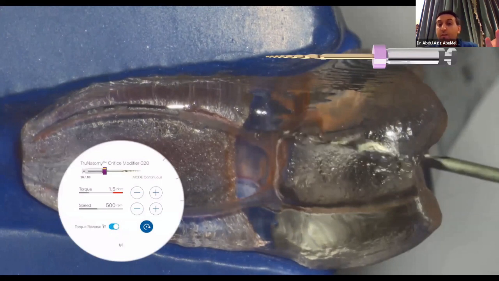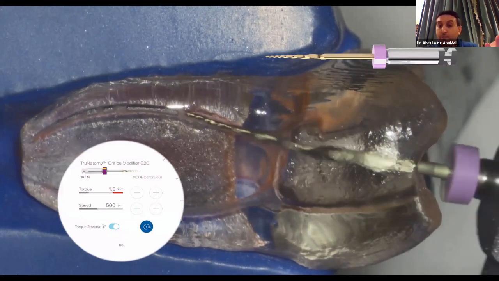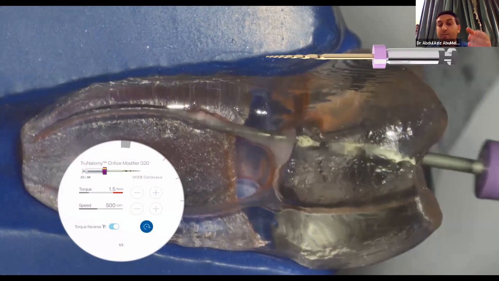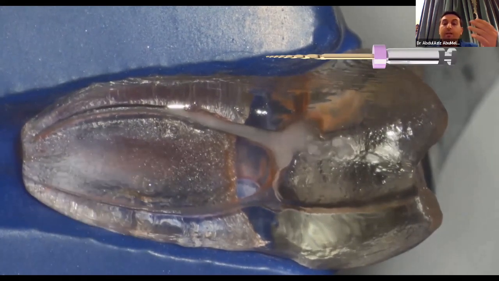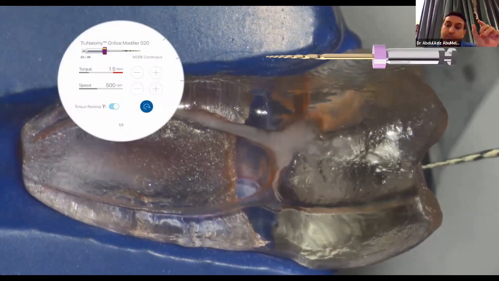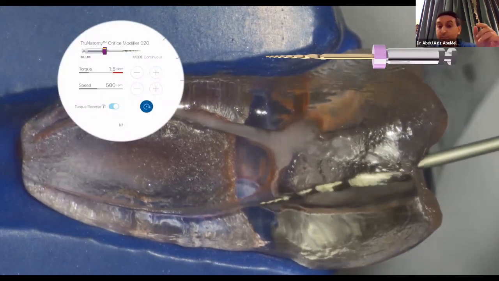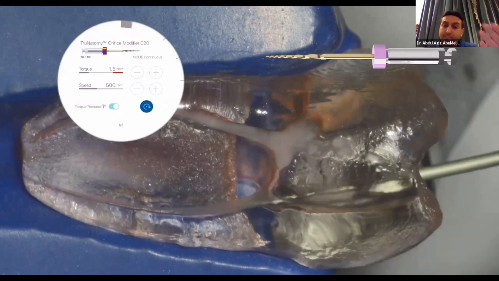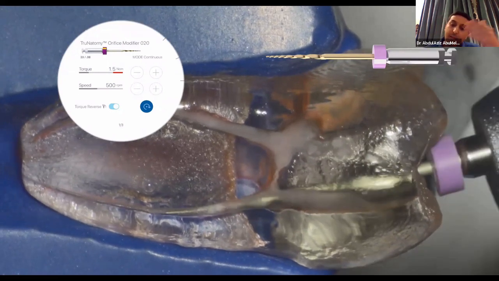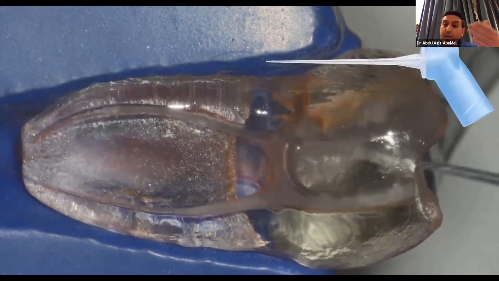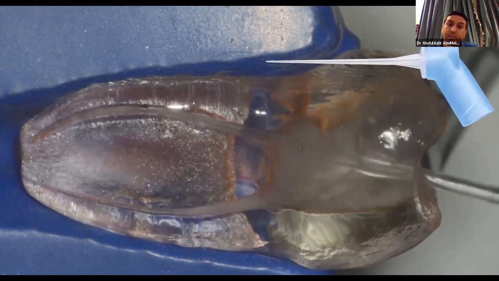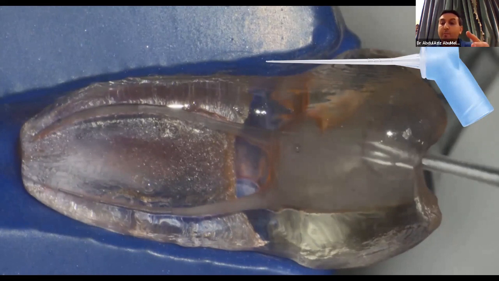So we started with the orifice wider, so we can flare, and you can see the amount of the bridge of the dentin that has been removed. It's not aggressive, but it gives us an access for the next file, which will go in size 10. Even for the irrigation, you can see now the depth of the irrigation can go mostly to the middle of the tooth.